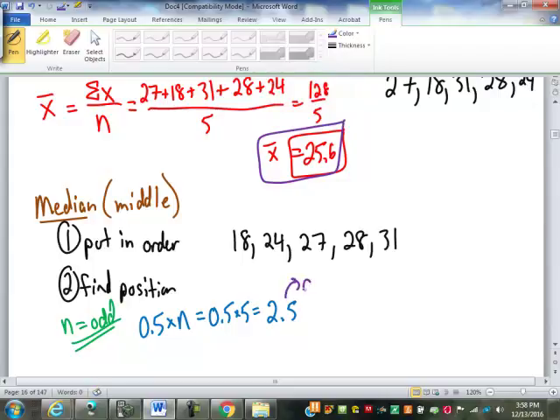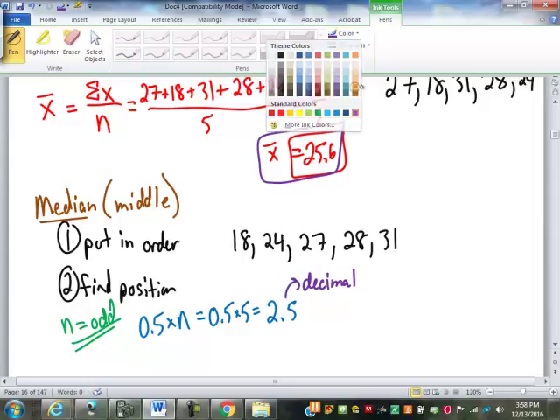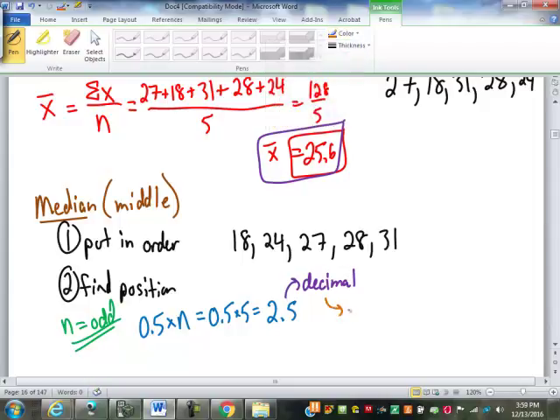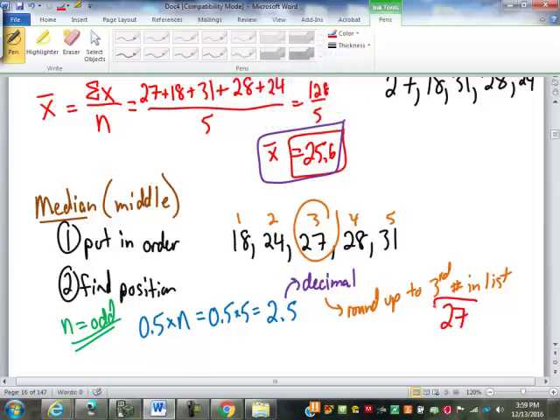If you get a number here that is a decimal, that means you will round up. To the third place, the third number in the list. So if I number these as 1, 2, 3, 4, 5. The third number in the list is 27. So the median here is 27.